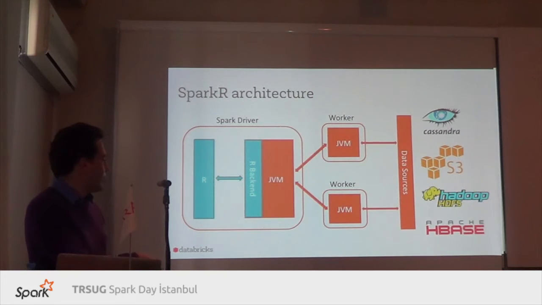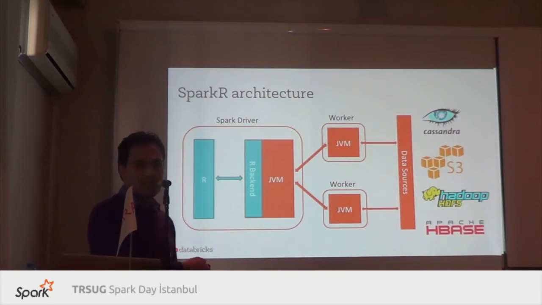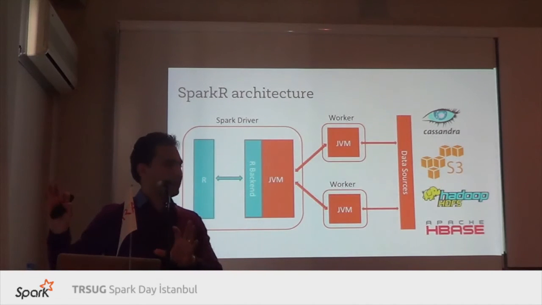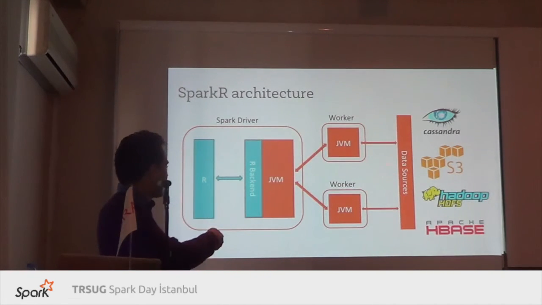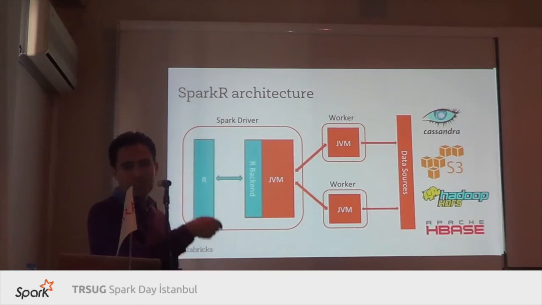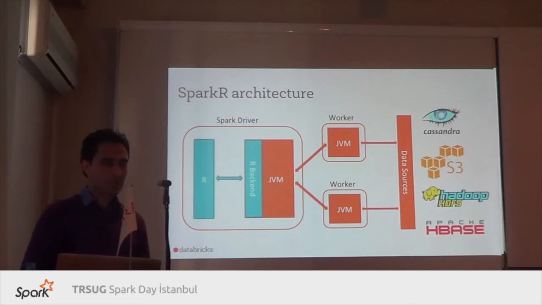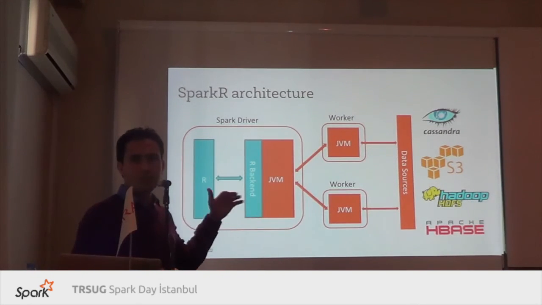So as a result, because everything is running in the JVM, the workers are running JVM, the distributed data, you remember the cache data that the workers kept, is kept in the JVM. And you can use all of the data sources that you're used to with Spark. So far, are there any questions about the architecture? I'll be happy to answer.